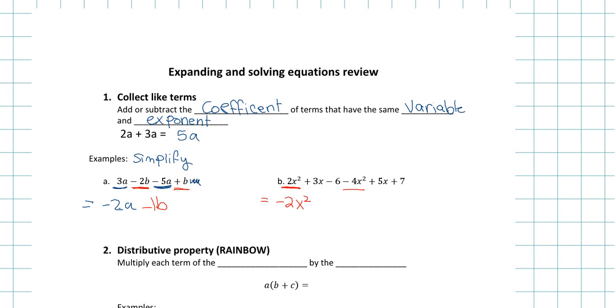I'm going to take the x terms. So I have 3x plus 5x. That gives me plus 8x. And then I have negative 6 plus 7. That's plus 1. Okay, so you're always looking for the like terms, the terms that have the same variable and the same exponent, and you're adding or subtracting their coefficient. Anyone have problems with these?